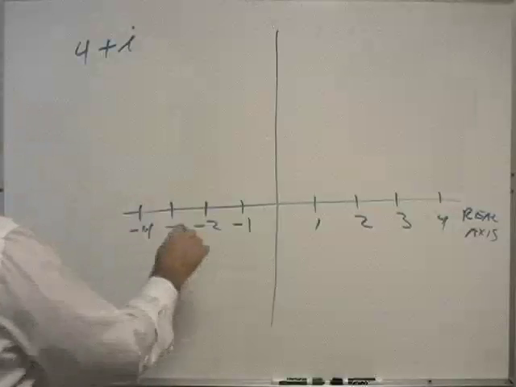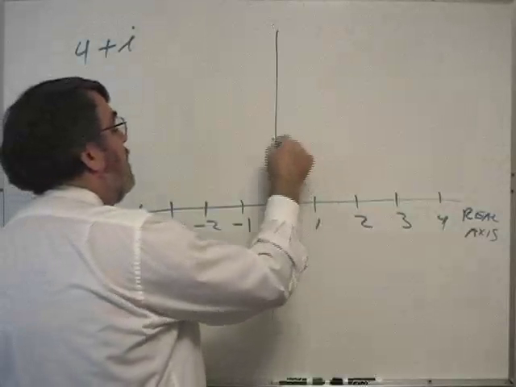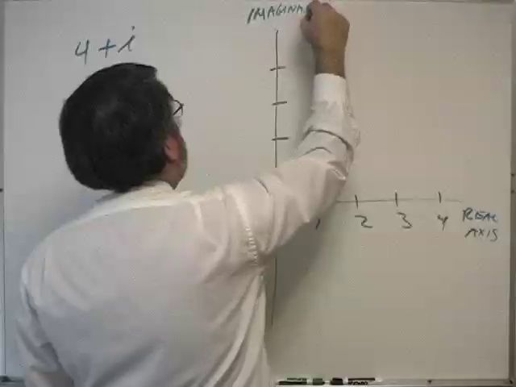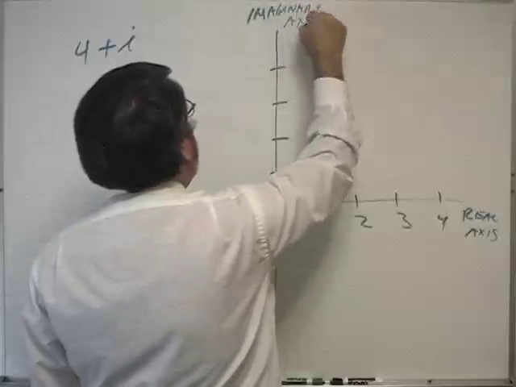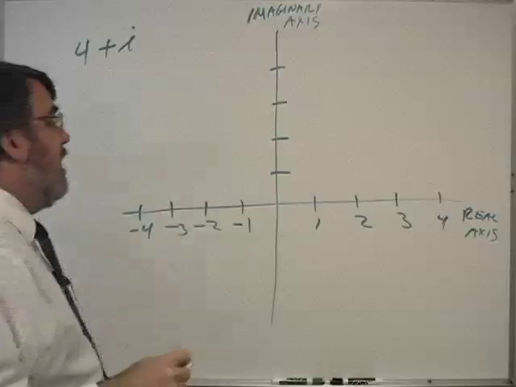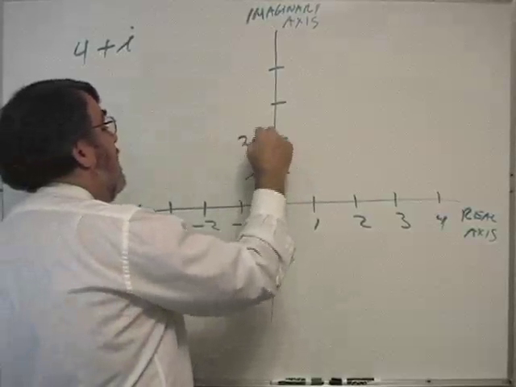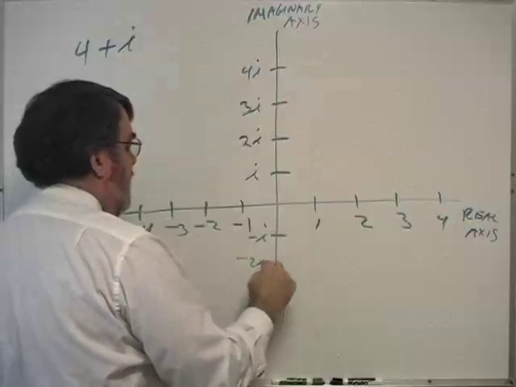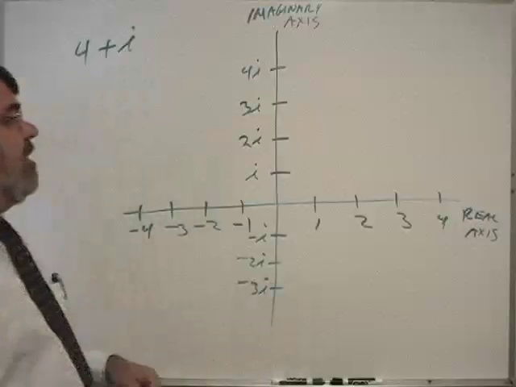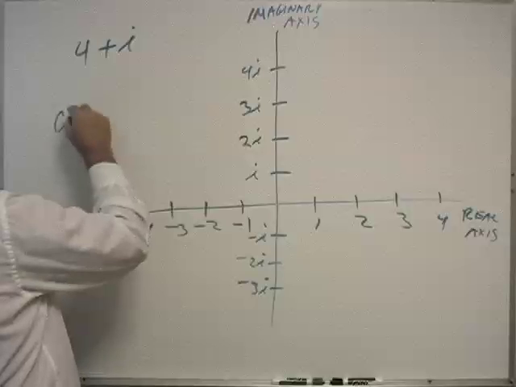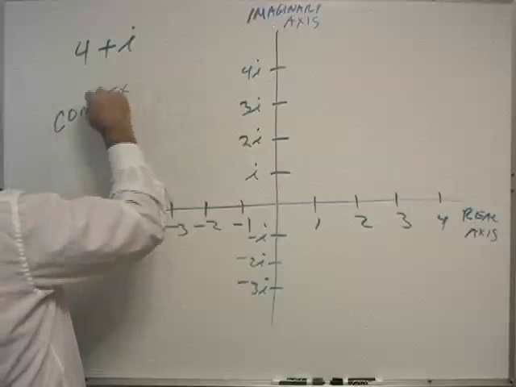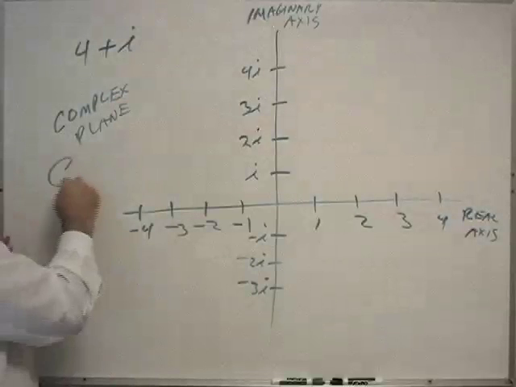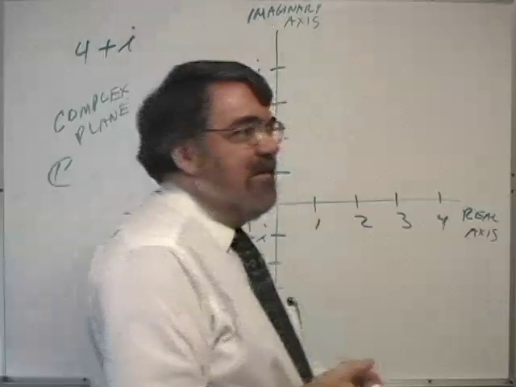But the vertical axis is called the imaginary axis, and it consists of multiples of i. So I've got i, 2i, 3i, 4i, and same down here, minus i, minus 2i, and so forth. So this is called the complex plane. Often the symbol for the complex plane is the symbol for the complex numbers, big C.